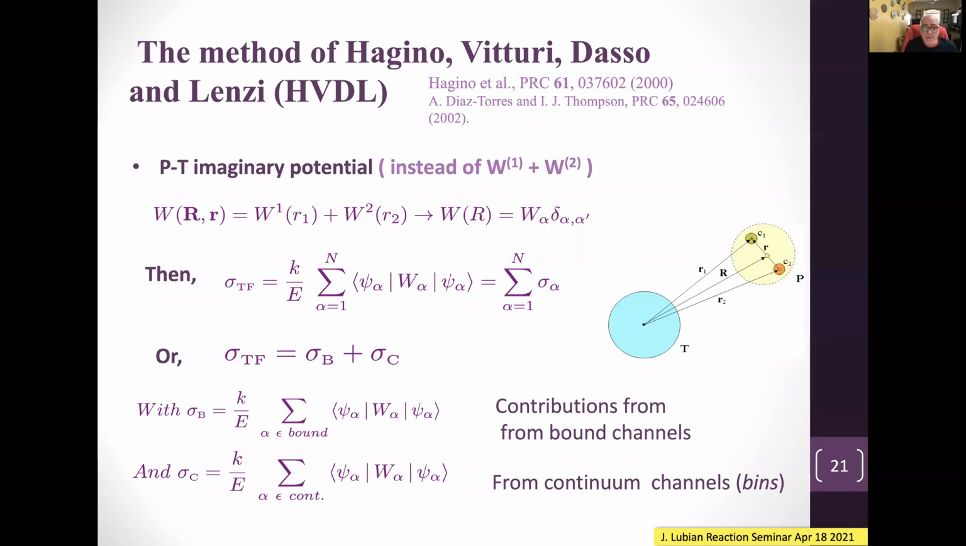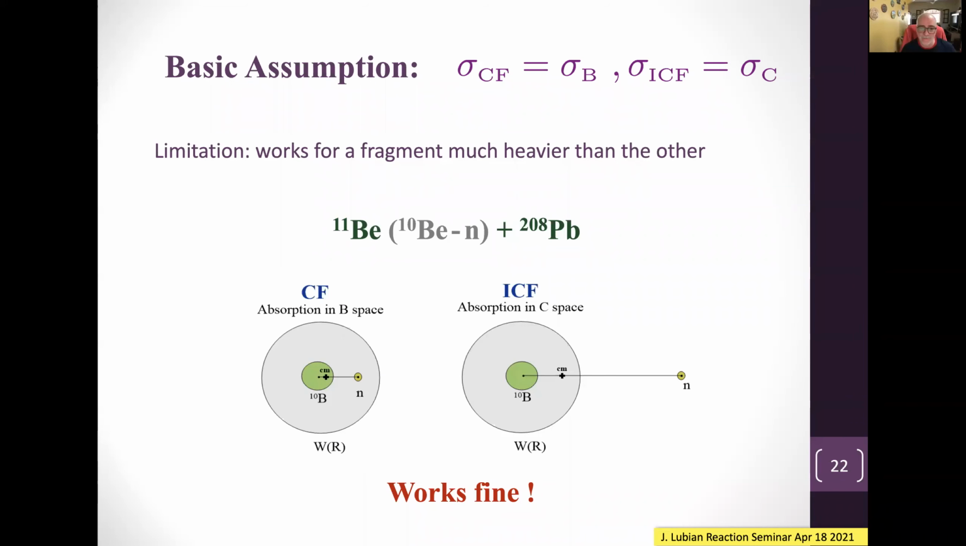This method works very well for systems that have a projectile that breaks in two fragments that have very different masses. So this is an example, for instance, the beryllium-11 case. That was exactly the one we used by then. In this case, if you are in a bound state, you absorb everything. If you are in the continuum and you absorb the center of mass, you will over-absorb at least one of the fragments, so it works fine.